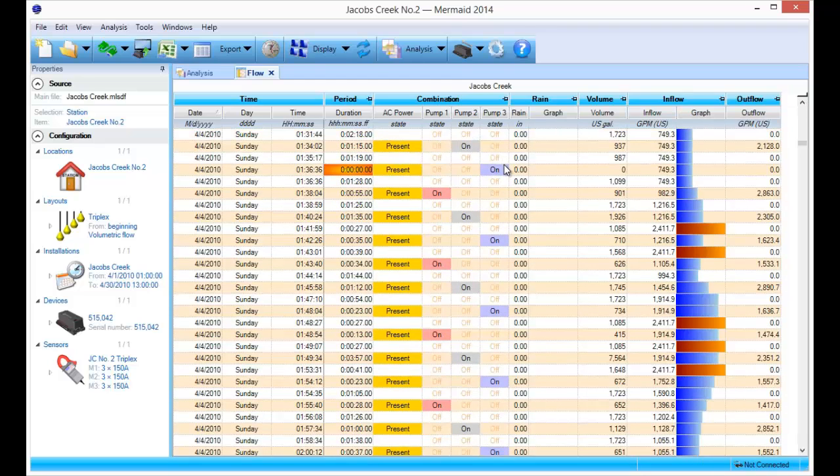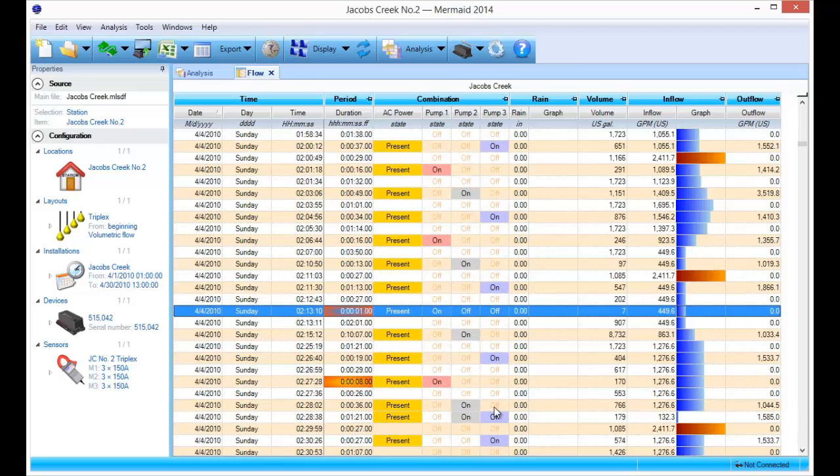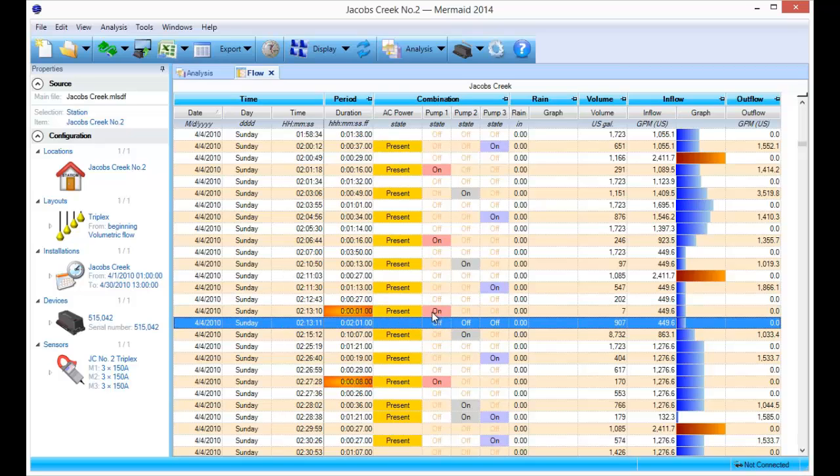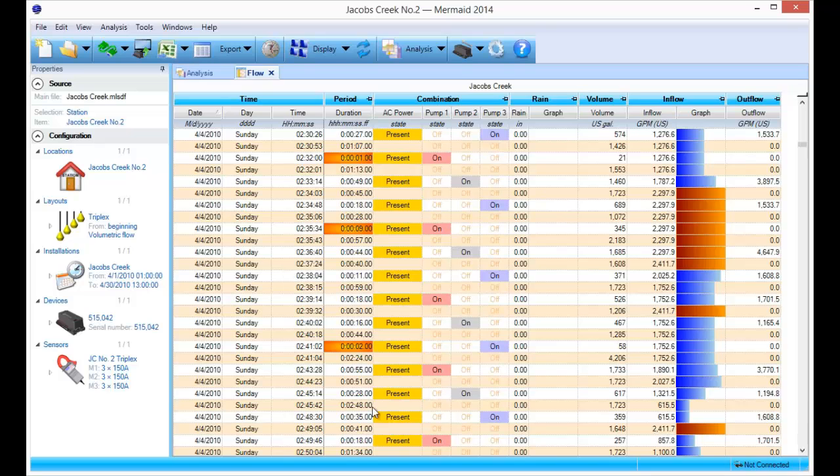We can see here pump 3 ran for not even 1 second, at 3:36 in the morning. And here we had the other one that we highlighted, and this time it's pump 1, which ran for 1 second, at 2:13 in the morning. We have the same thing here, and this goes on, and then it goes back to normal.